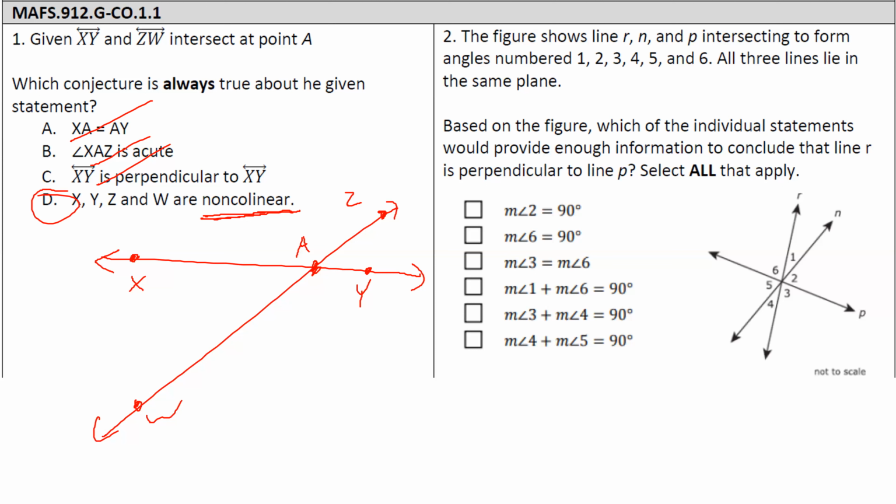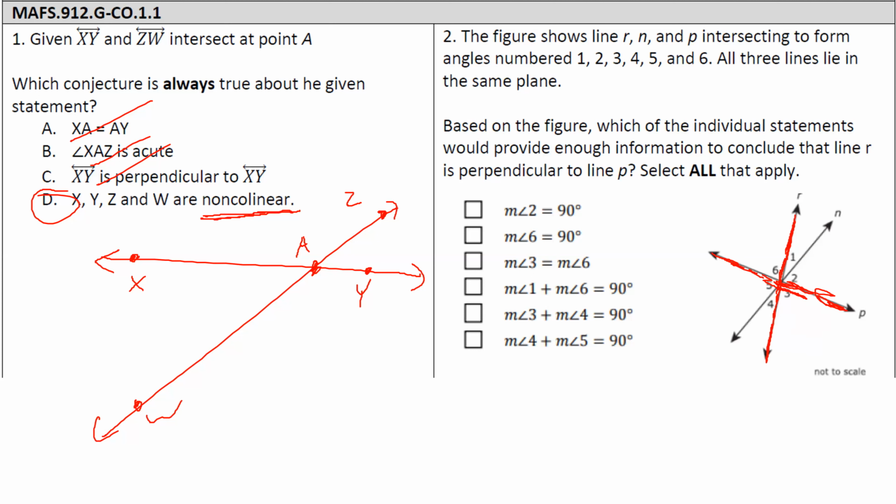On number 2, they give us 3 lines intersecting at the same point. Now they are talking about whether or not these lines are perpendicular. Well, what 2 lines are we looking at? We're looking at R and P. So let me just highlight those in red here. Here's R, here's P. Oops. R and P, those 2 lines. Now, there are some angles all the way around here. 2 of them, here's 6, here's 3. Those 2 are the only angles that are between those 2 lines.